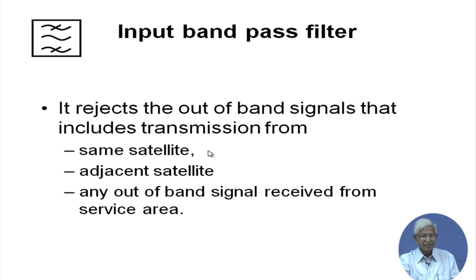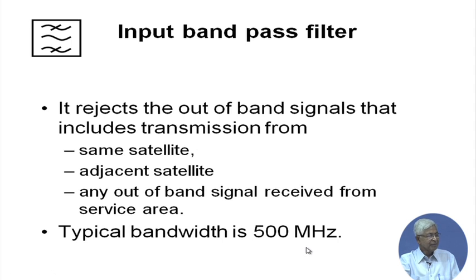From the same satellite it can come because spurious are generated that can be fed back from the transmitted receiver. Adjacent satellite might be using some of the signals which are out of band, received by the antenna. Out of band signal from the service area, somebody else is transmitting, which is coming as interference. All these things have to be filtered out. And typical bandwidth of C band is about 500 megahertz, 500 to 700 megahertz based on the allotment, and so the input filters are of that size. In Ku band, Ka band, it may be of different bandwidth.